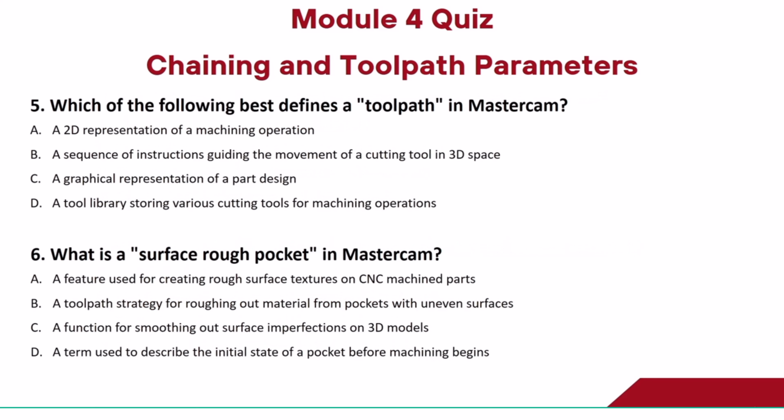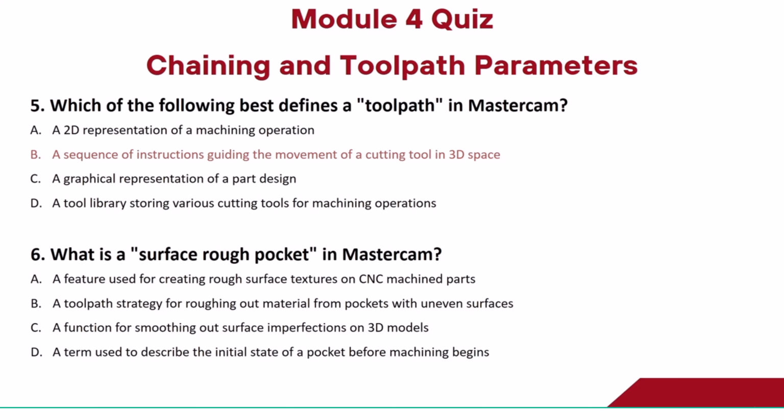So the next question is, which of the following best defines a toolpath in MasterCAM? Option A, a 2D representation of a machining operation. Option B, a sequence of instructions guiding the movement of a cutting tool in 3D space. Option C, a graphical representation of a part design. Option D, a tool library storing various cutting tools for machining operations. So the right answer to the question is option B, a sequence of instructions guiding the movement of cutting tools in 3D space.